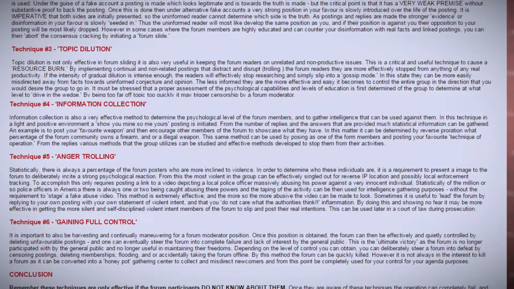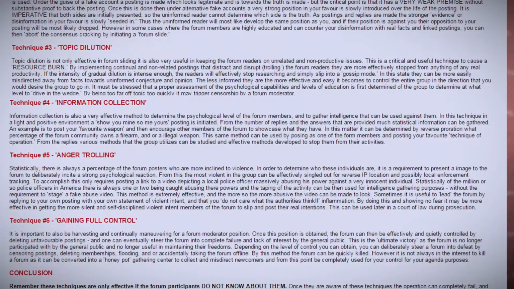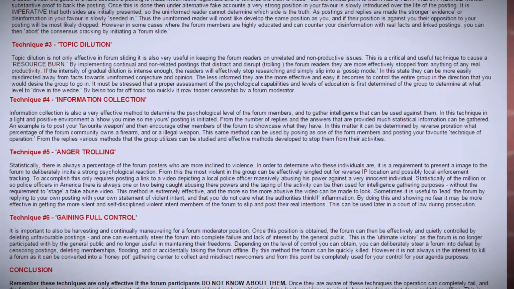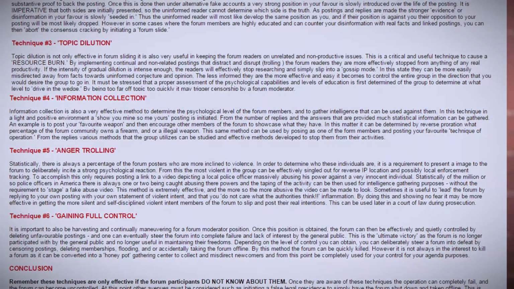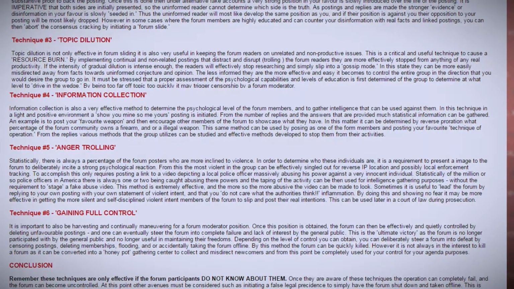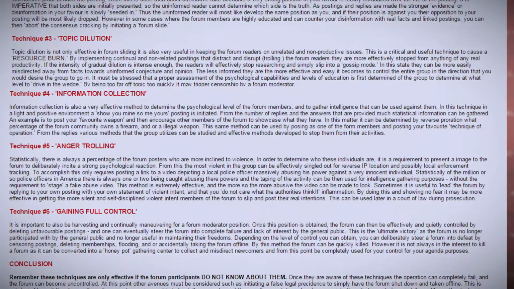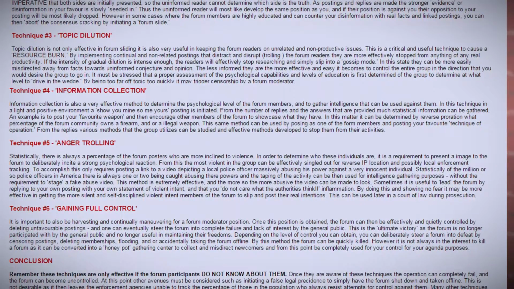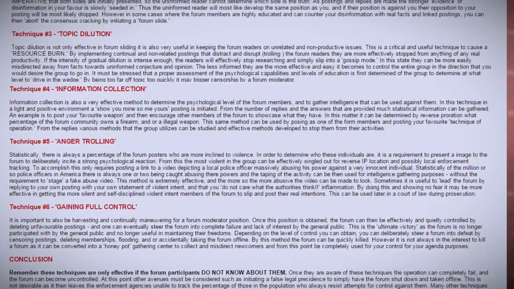If the intensity of gradual dilution is intense enough, the readers will effectively stop researching and simply slip into a gossip mode. In this state, they can be more easily misdirected away from facts towards uninformed conjecture and opinion. The less informed they are, the more effective and easy it becomes to control the entire group in the direction that you would desire the group to go in.